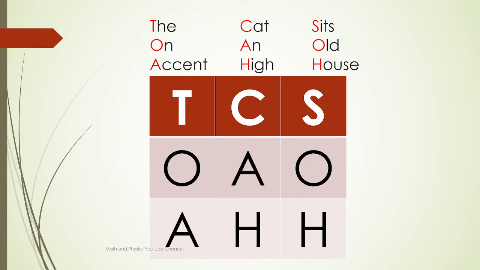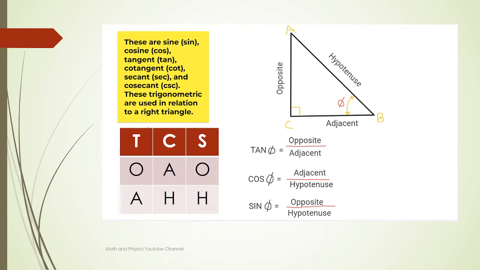Now this is the easy way to remember it. So it's the cat sits on an old ancient high house. You want to repeat that with me? The cat sits on an old ancient high house. Good? So if you follow along, I'll show you how I implement it to solve a solution. I'm going to show you an example, a worked example.